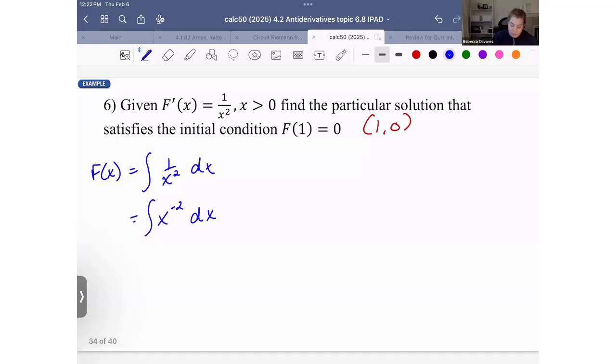And now add 1 to your exponent. So negative 2 plus 1 is negative 1. Divide by the new exponent, plus c. I'm going to clean that up a bit. I'm going to put the x to the negative 1 down in the denominator, and then the negative sign, I'll just put up in the numerator. So it's going to look like this.